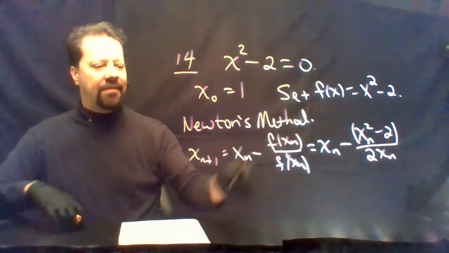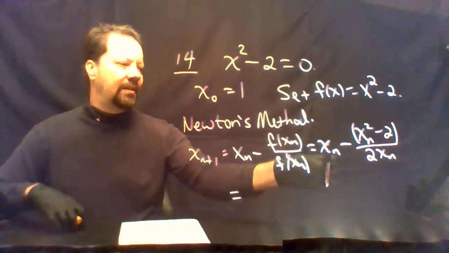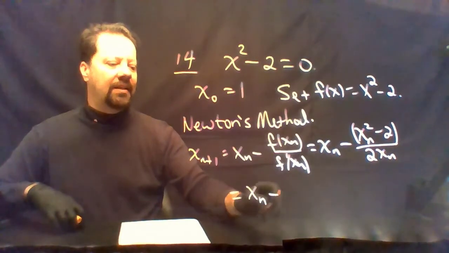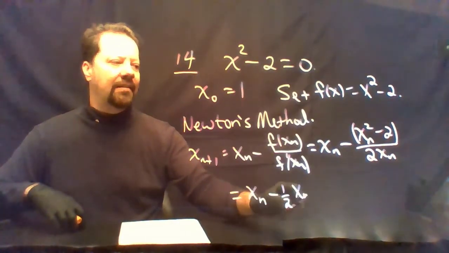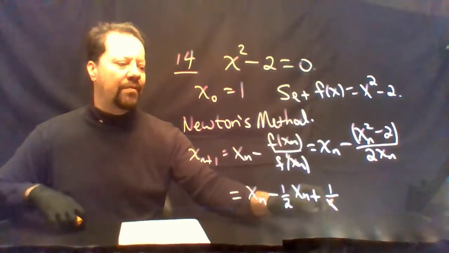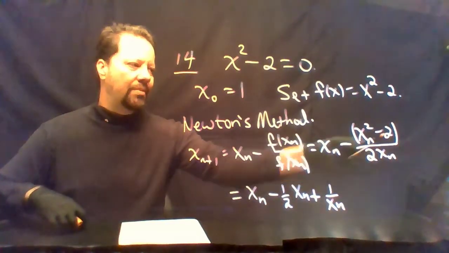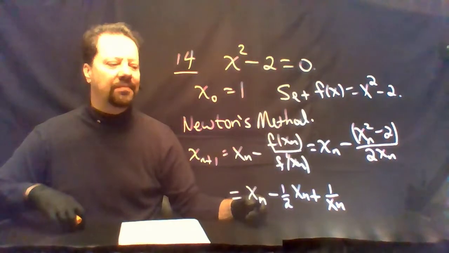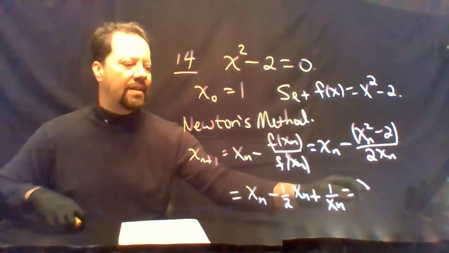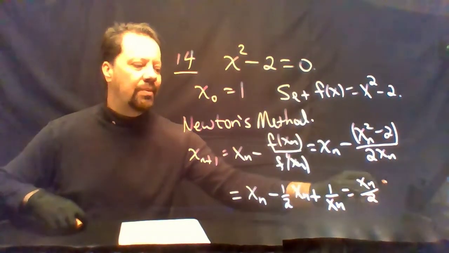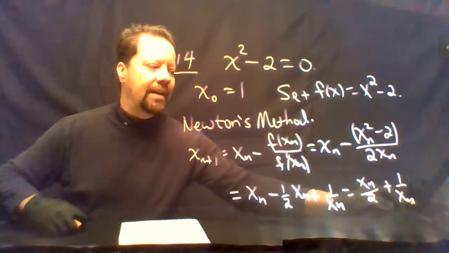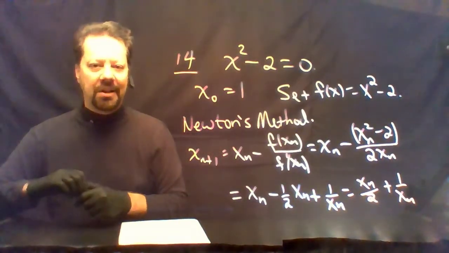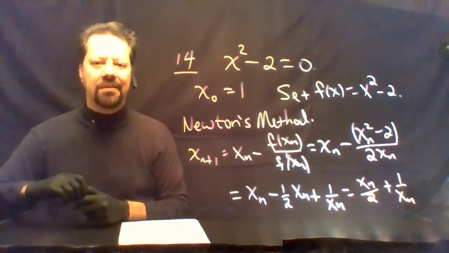We can simplify this if we wish. We'll have x n minus 1/2 x n plus 1 over x n. The two will cancel when we distribute and divide this into 2 pieces. This gives us x n divided by 2 plus 1 over x n. We are now ready to perform those 2 iterations.